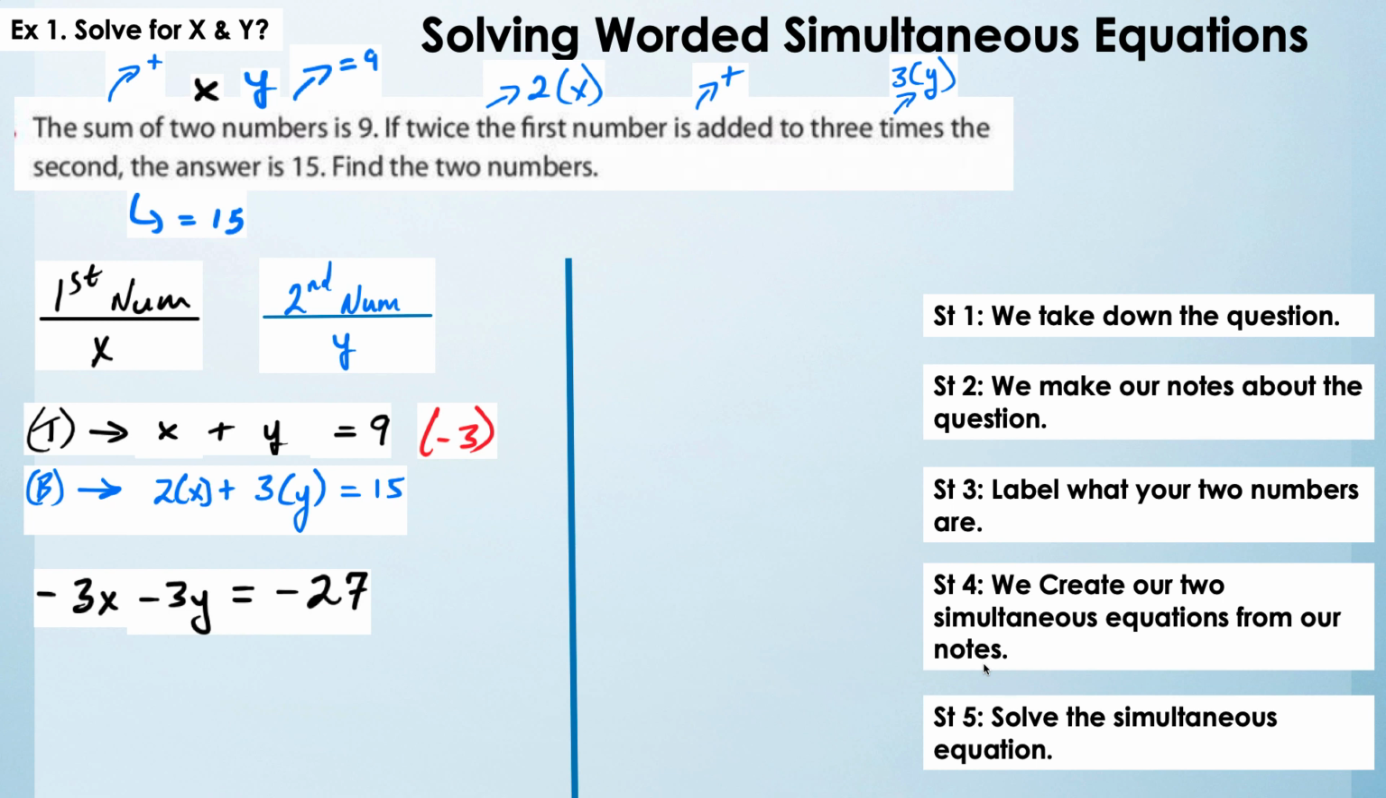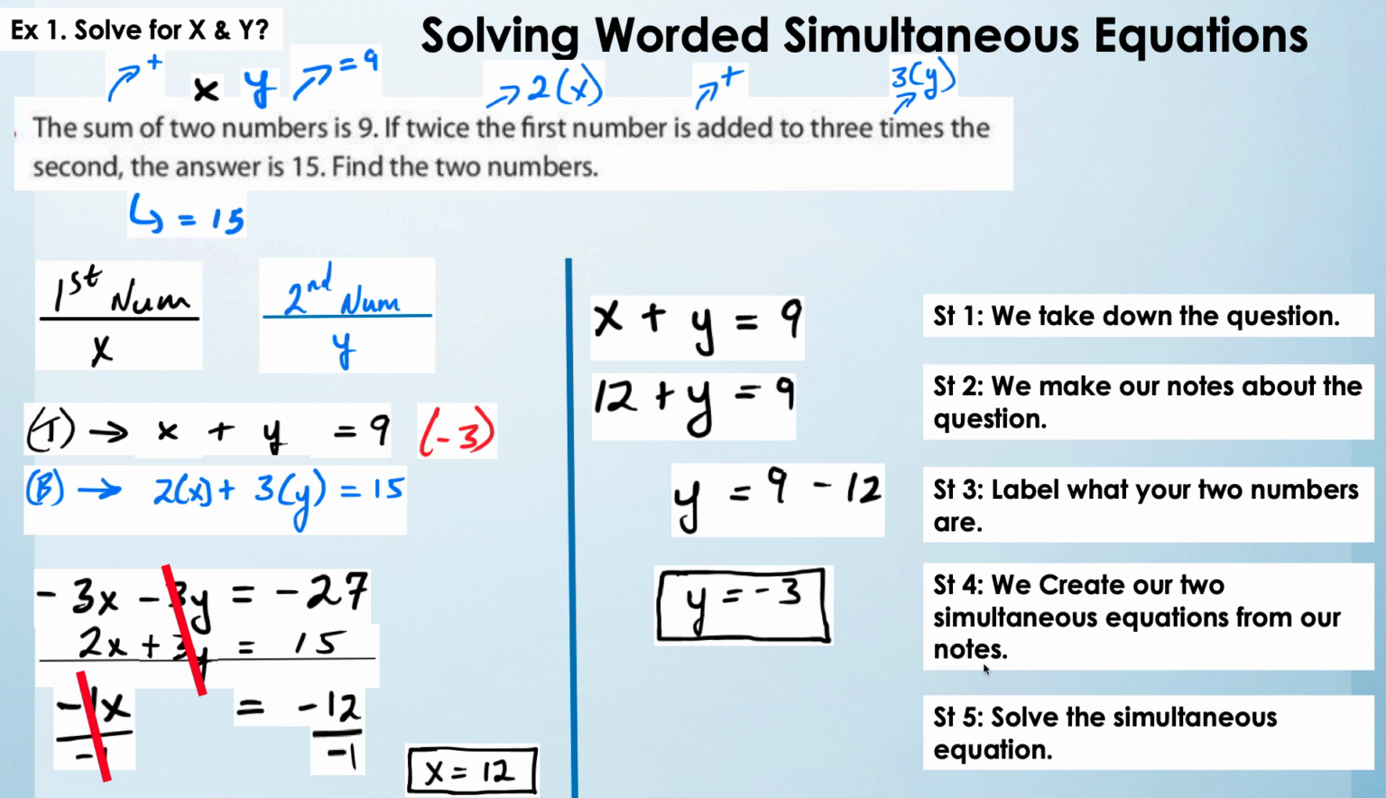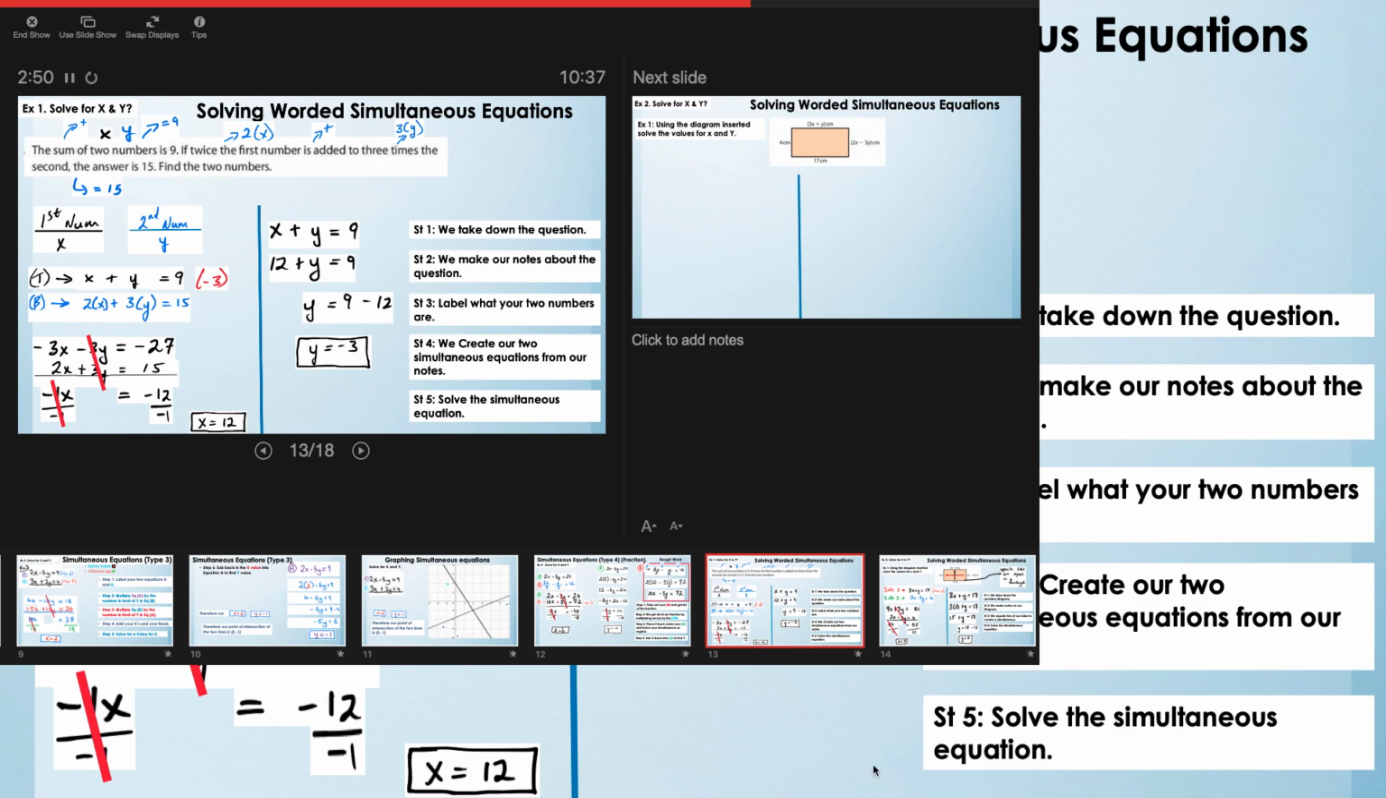Minus 3x minus 3y is equal to minus 27. 2x plus 3y is equal to 15. Minus 1x is equal to minus 12. X is equal to 12, as it says down here. Sub it back into the top line. 12 plus y is equal to 9. Y is equal to minus 3. Alright, so it's all about being able to apply it. It'll come up as a basic simultaneous equation. It'll also come up as a practical application. Right, have a go at this one.